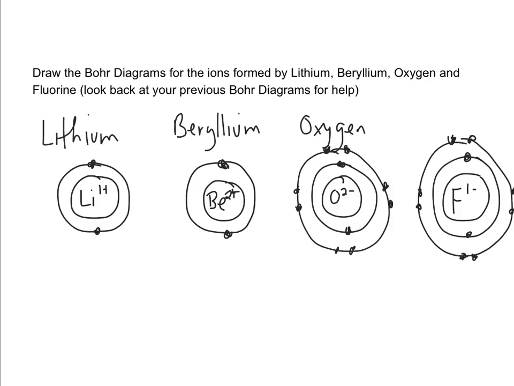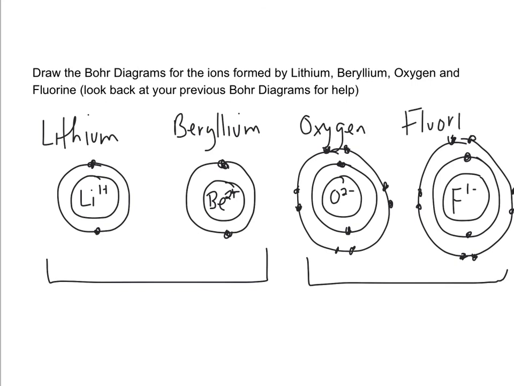So here we go. This is what your structures should look like. These two are identical except for their charge, but their Bohr diagrams look very similar. And then the same for oxygen and fluorine. So this becomes oxide and fluoride. They've got the same number of electrons, just their charges are different.